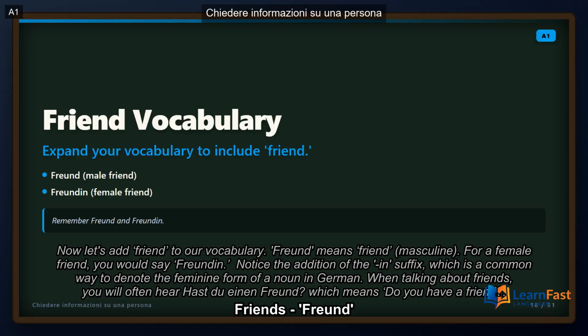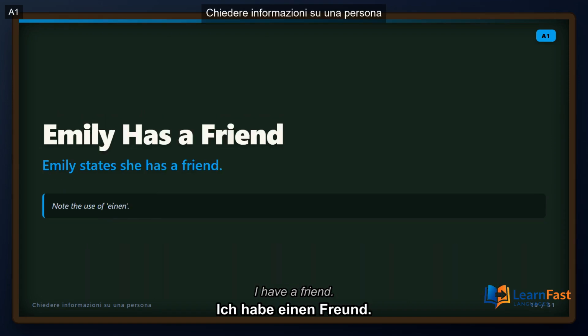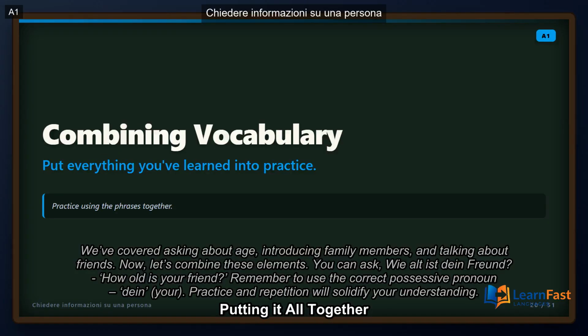Now let's add friend to our vocabulary. Freund means friend, masculine. For a female friend, you would say Freundin. Notice the addition of the suffix -in, which is a common way to denote the feminine form of a noun in German. When talking about friends, you will often hear, Hast du einen Freund? which means do you have a friend? Ich habe einen Freund.